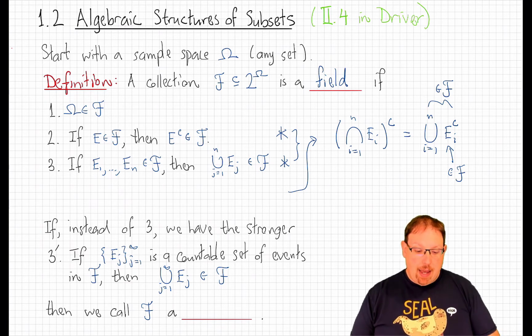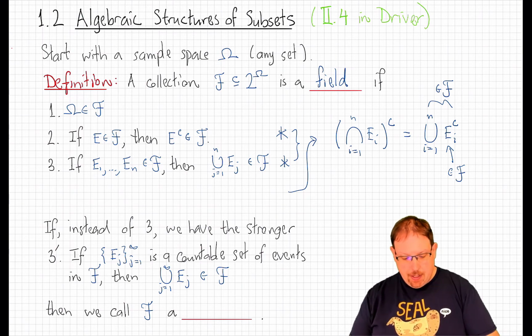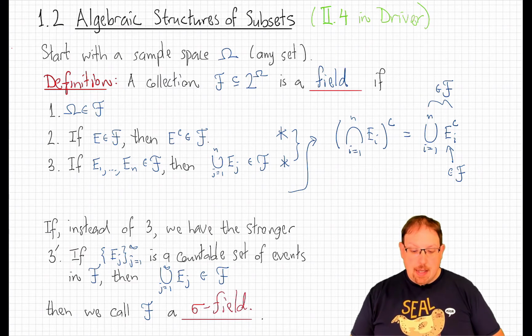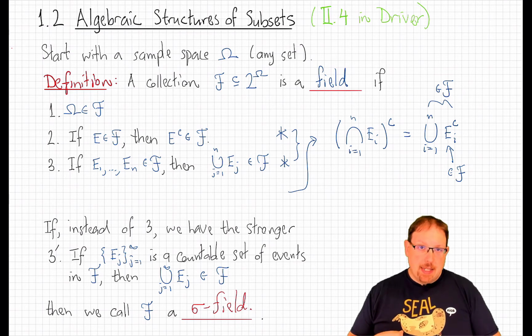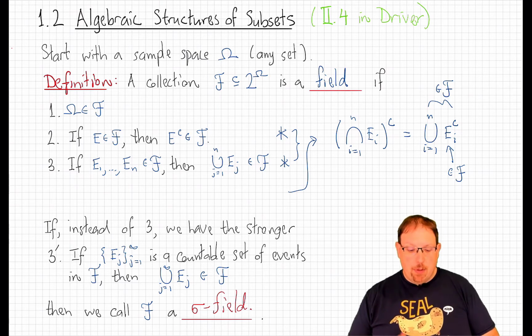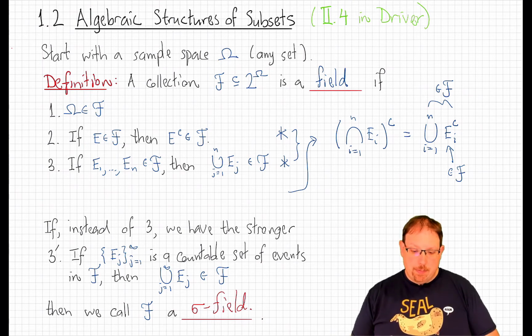And if we have a collection of sets F, a field, that satisfies that stronger condition, we call it a sigma field. Sigma fields are the basic groundwork for probability measures. That's the kind of collection of events that we'll always start with when we're defining probability measures and measures in general as we go forward. So before we go forward too much further, let's consider some examples.